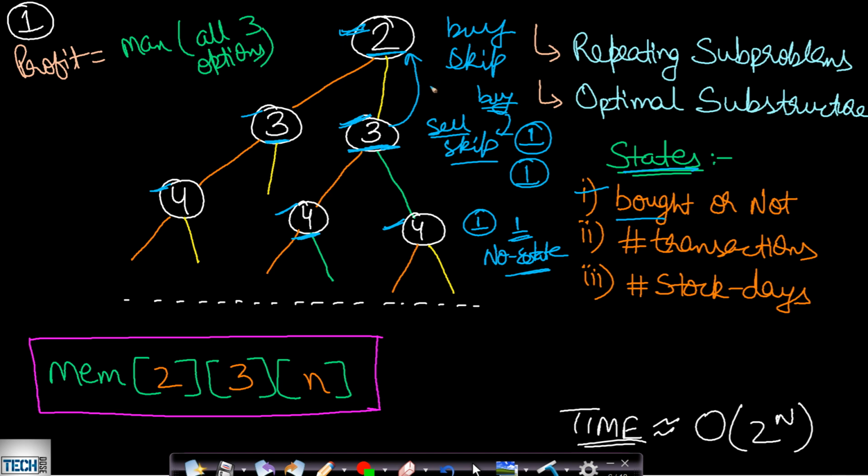Therefore, we should remember the states as well. So what are the states? First state is we need to remember if we had bought a stock or not. Okay, so this is one state. Other state is we need to remember the number of transactions which we have done. And the third state is we need to remember on what day we are currently at. Depending on these 3 states, we can apply memoization to our recursion problem. That means we can store whatever values are calculated, and so we can return those values in order to solve this problem efficiently by using dynamic programming.